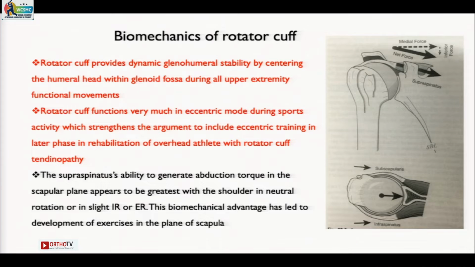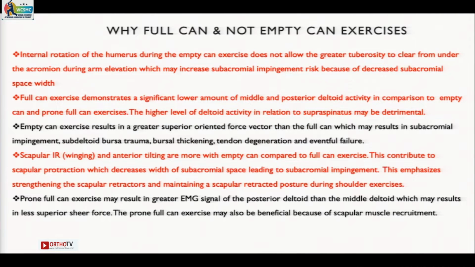The rotator cuff stabilizes the humeral head on the glenoid and works in eccentric mode. This says that eccentric training of the rotator cuff is very important for rehabilitation of the shoulder. And one point is why full can and why not empty can. I have seen many physios doing empty can exercises for strengthening of the rotator cuff, but the science says that you should do the full can exercise instead of the empty can exercise, for many reasons.